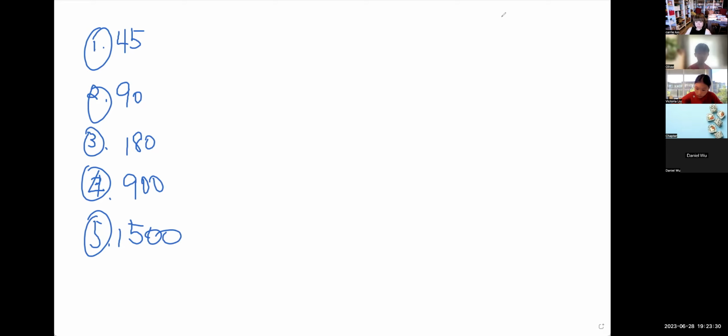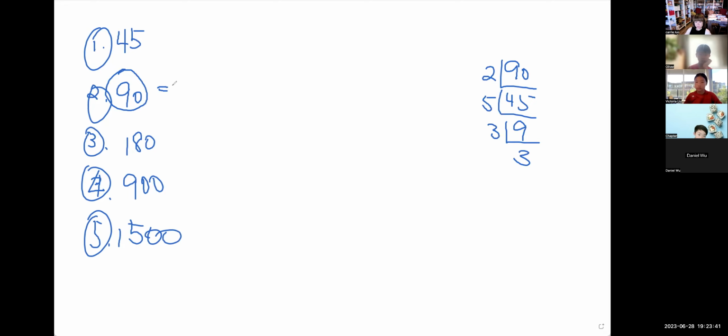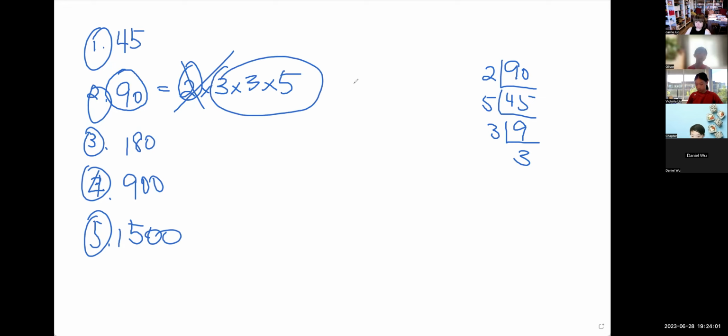So let's take a look at this one, okay? I give you a little bit of help for the 90 one, okay? So 90 divided by 2 equals 45, divided by 5 equals 9, divided by 3 equals 3, okay? So everybody, 90 equals 2 times 3 times 3 times 5, right? So in order to find out the odd factors, we need to take away the factor that makes it even, okay? So 2 times any number will make everything even. So we take away the 2.